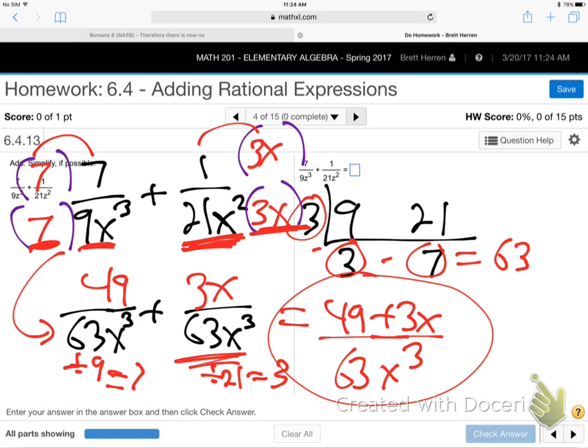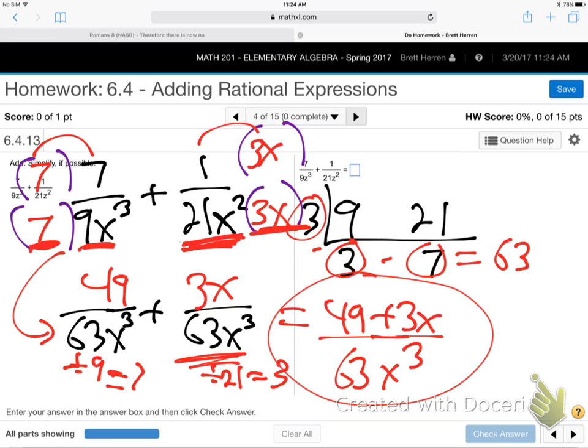Those are unlike terms. A plain old 49 and a 3x. If that was 49x and 3x, then we could combine them, right? I know there are so many rules. Let me lay out one rule that, if you really use it, will help in a lot of situations.